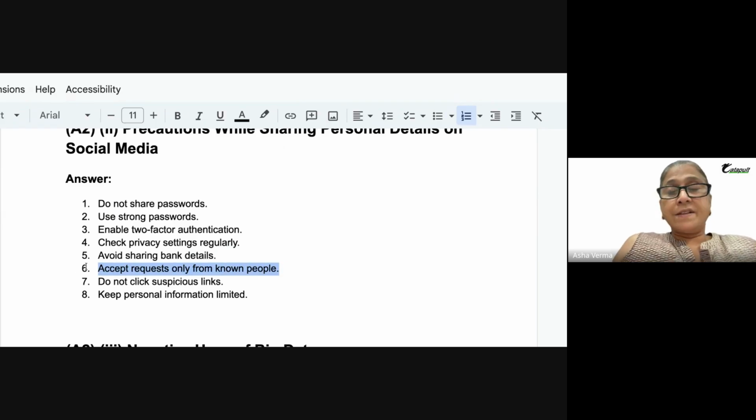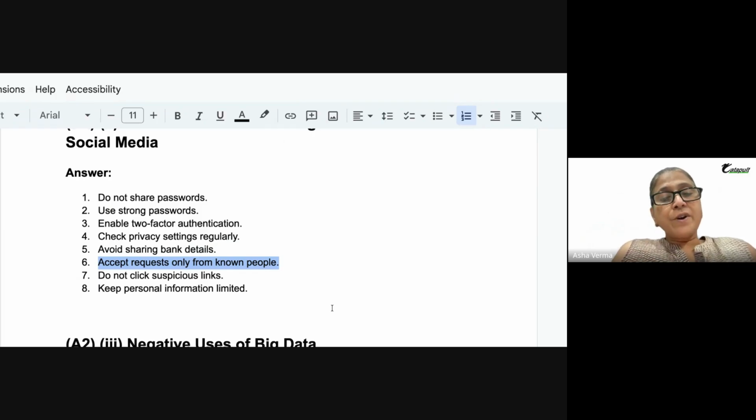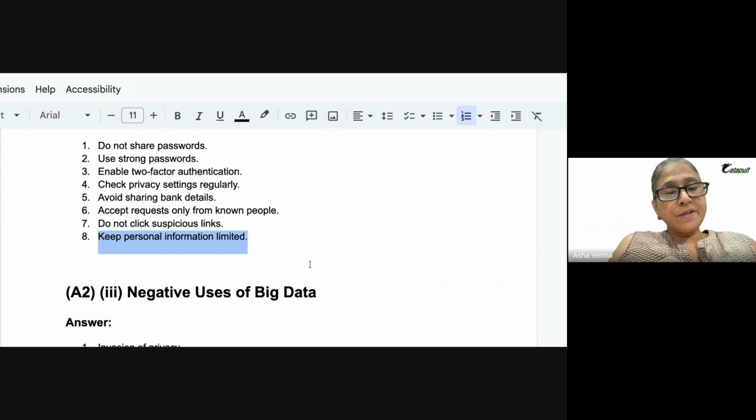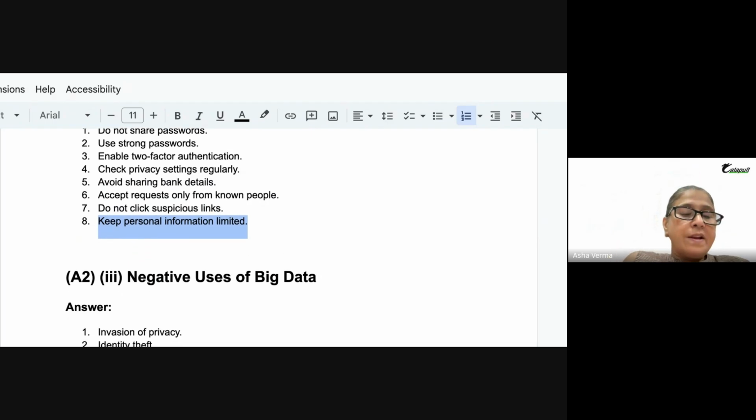Sometimes children have this thing of, oh, I have so many friends, I have 500 friends, I have 5,000 friends. Do not collect friends like trophies. Having more followers and friends on social media is not a good idea. Stick to the people you know. Do not click on suspicious links. They can have viruses. They can hack your phone. Keep your personal information very limited.